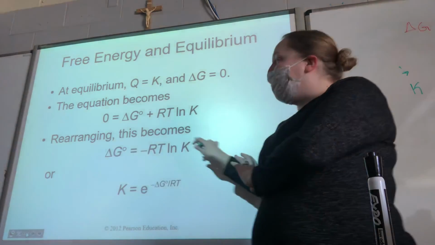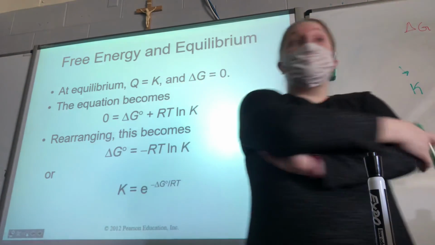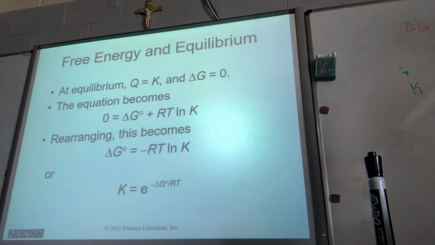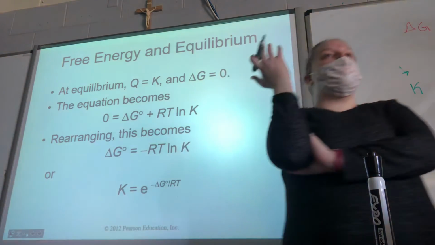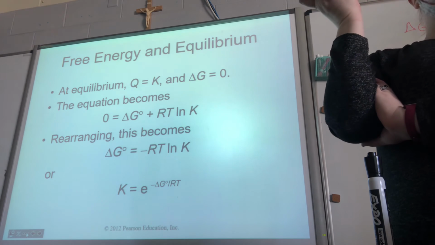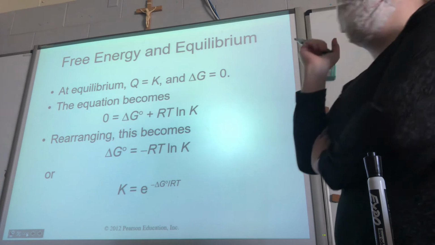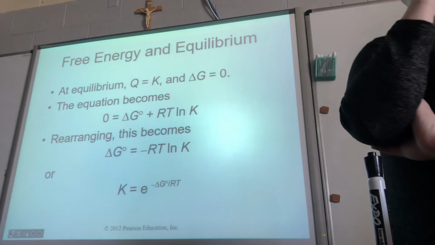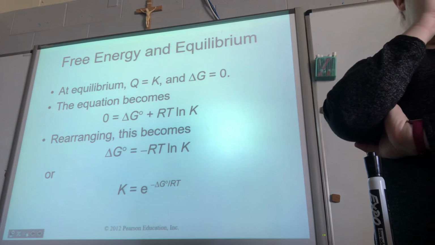This becomes this guy. To calculate a delta G standard, all we need is a K value and a temperature. Could we get a K value very easily if we know the concentrations or the molarities that we're dealing with? Absolutely. So you're going to have to put some of those concepts from the last 4 chapters we've covered, over equilibrium and kinetics, to help you here.